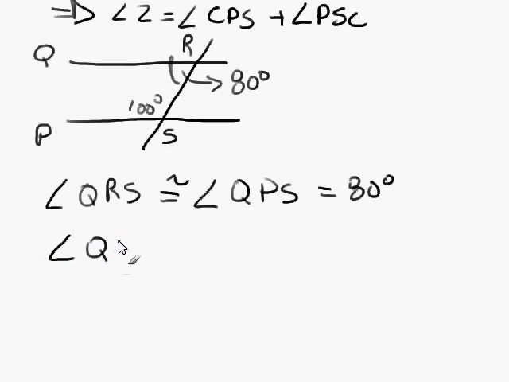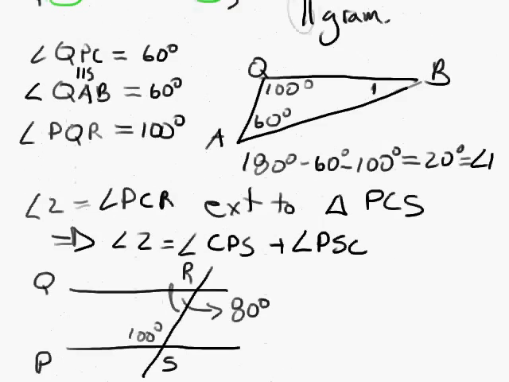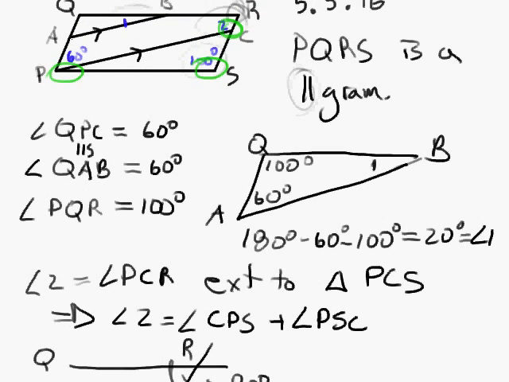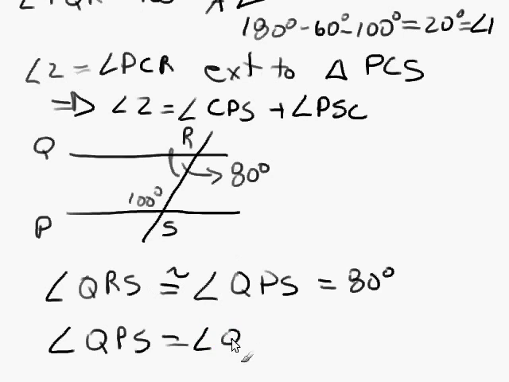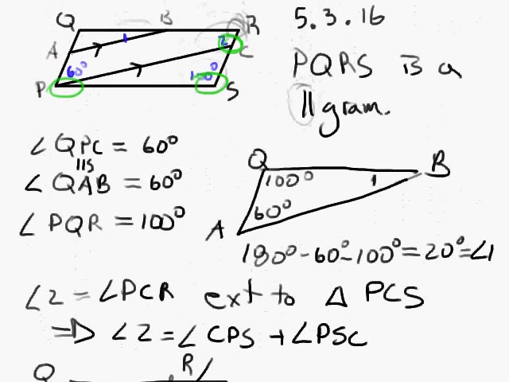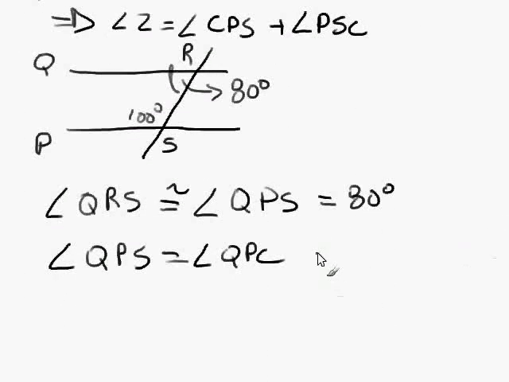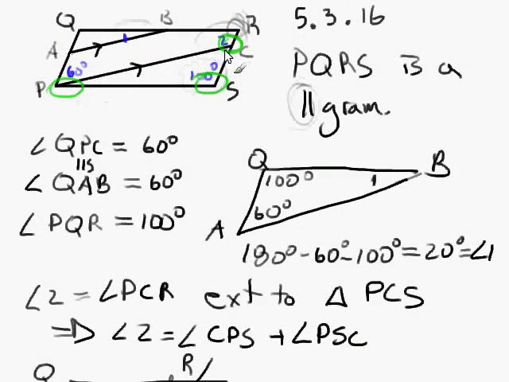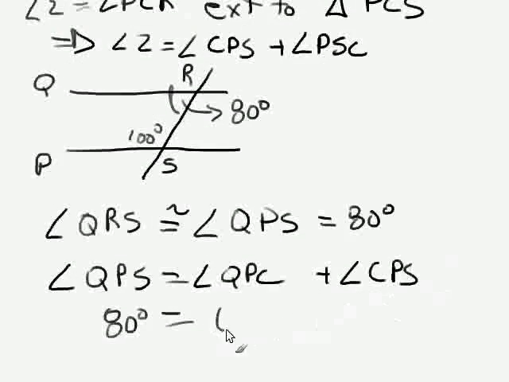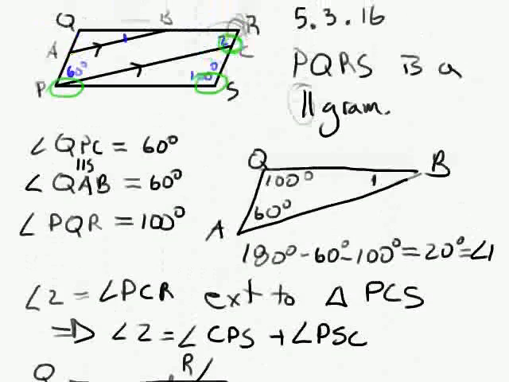And the angle QPS is equal to the sum of angles QPC and CPS. So that's going to give us, let's see here, 80 degrees is equal to, we know QPC, 60 degrees. So that means that this guy has got to be 20 degrees. Okay. 20 degrees plus 100 degrees is equal to angle 2.